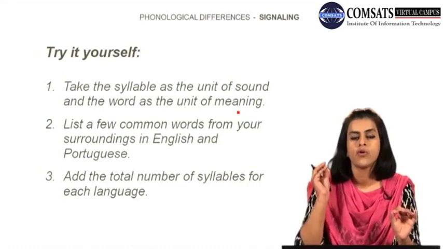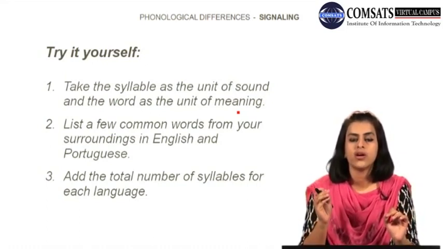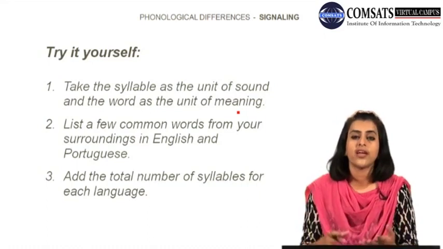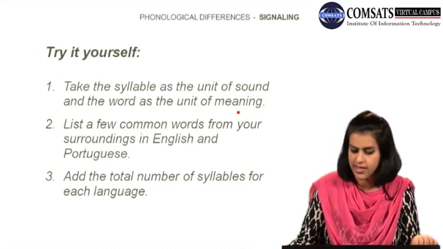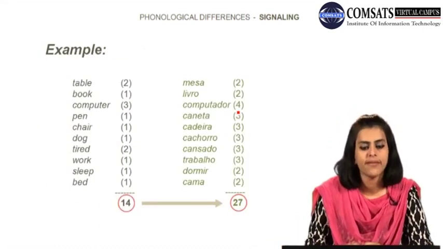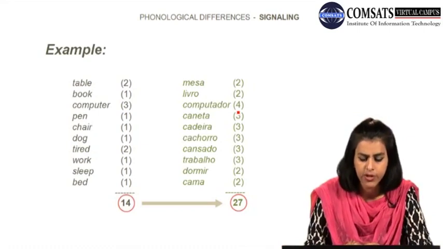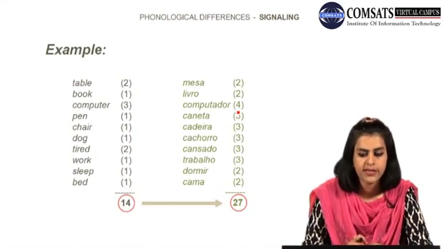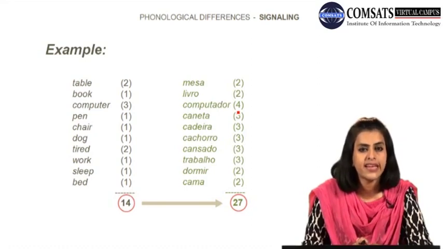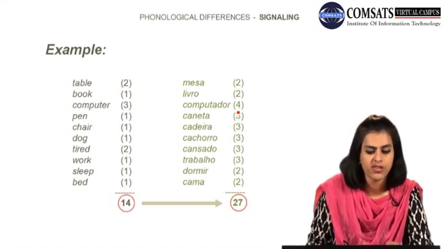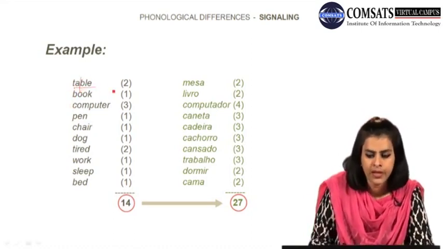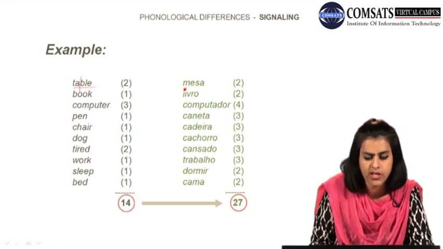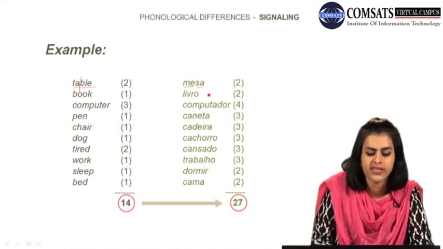Now check out the syllables in both of the words. There would be many more, and you would see that the syllables in English would be different from the syllables in the Portuguese language. Here's a list of examples where you can see how much phonetic signaling there is in English and in Portuguese. The word table has two syllables. In Portuguese, the word is mesa, and there are two syllables in the same language.